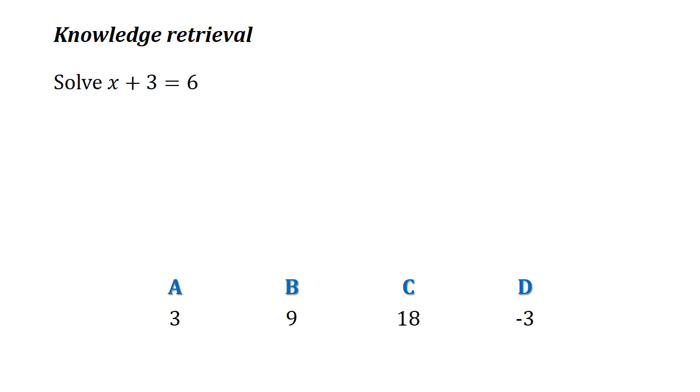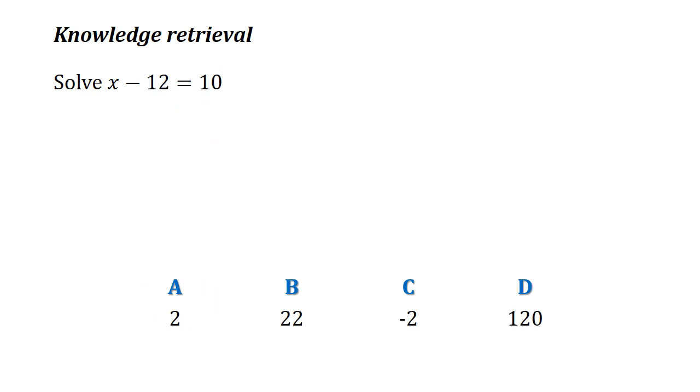Okay, in order to solve this equation, we need to get x on its own. That means we need to get rid of the plus 3. We get rid of the plus 3 by doing the opposite, which is we subtract 3 from both sides of the equation. Leaves us with x on the left hand side, and 3 on the right hand side. A was correct.